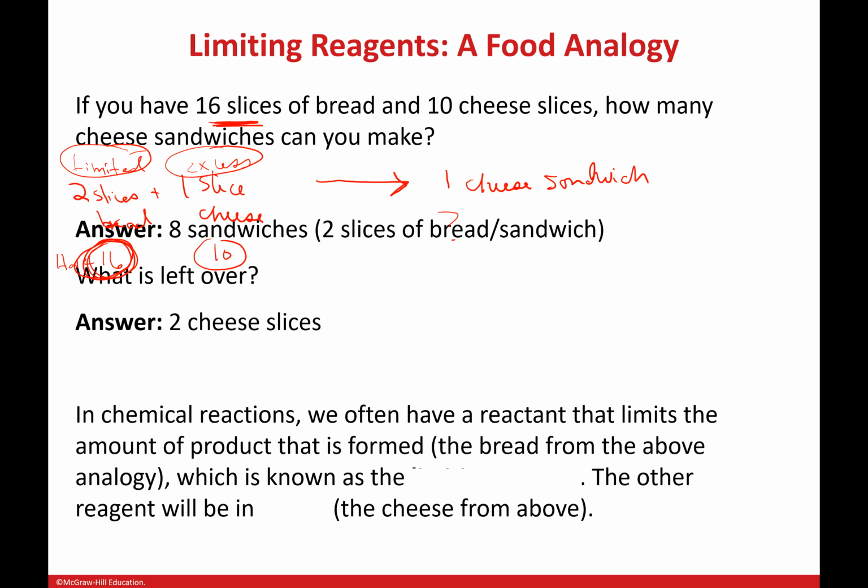Okay, so in chemical reactions, we often have something we're going to run out of first, and that is what we call the limiting reagent. In this case, our bread was limiting, so that was our limiting reagent. The other one is what we say is there in excess. Now, if you have 3 ingredients or 3 reactants, then probably still 1 is limiting and the other 2 are in excess. Very good.